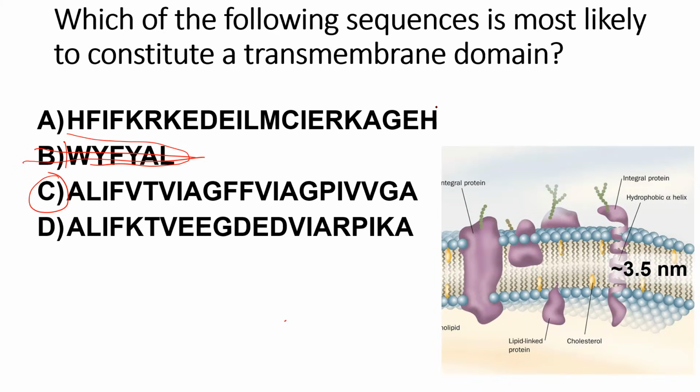If we look in this sequence here, we have histidine, glutamate, lysine, arginine, glutamate, glutamate, aspartate, arginine, lysine, lysine. So in other words, a lot of potentially charged amino acids, which are not going to be compatible with the nonpolar region of the lipid bilayer. So we can cross this out.